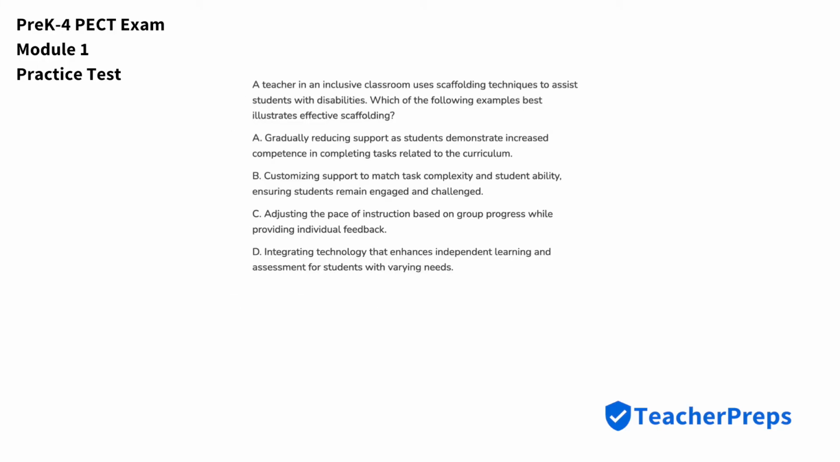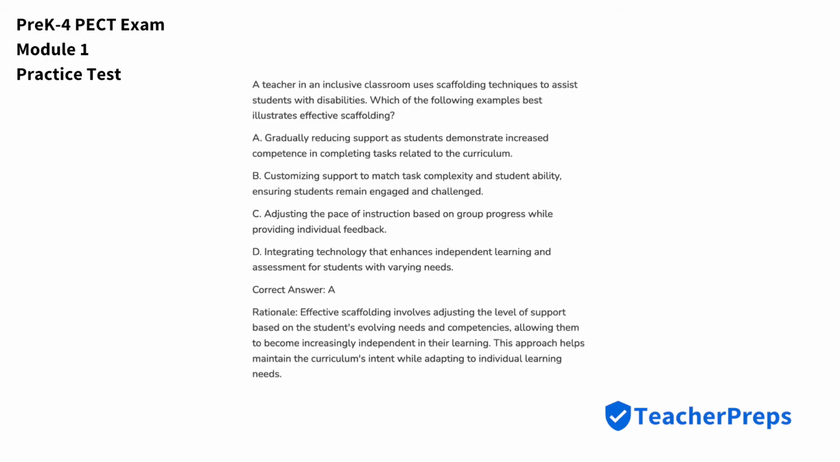A teacher in an inclusive classroom uses scaffolding techniques to assist students with disabilities. Which of the following examples best illustrates effective scaffolding? The correct answer here is letter A. Effective scaffolding involves adjusting the level of support based on the student's evolving needs and competencies, allowing them to become increasingly independent in their learning.